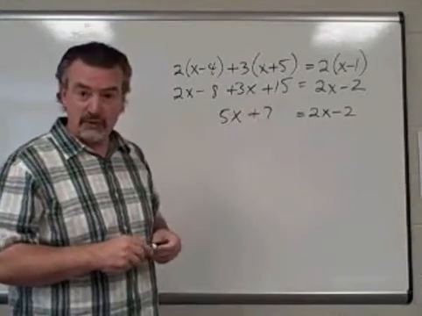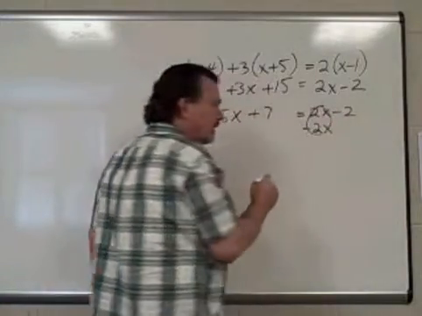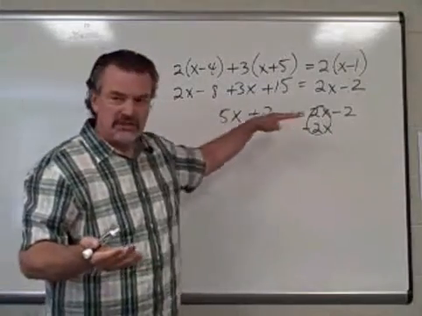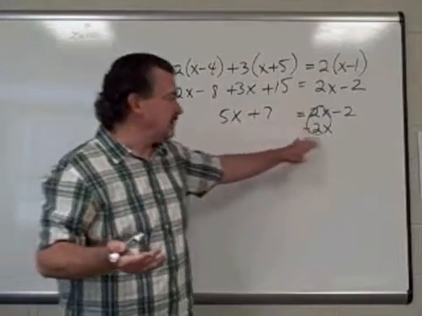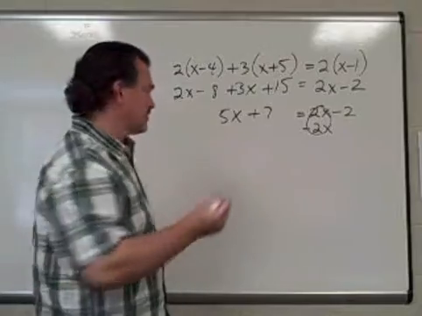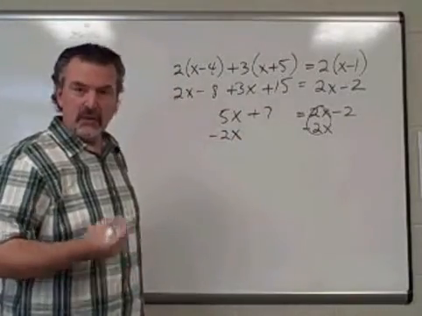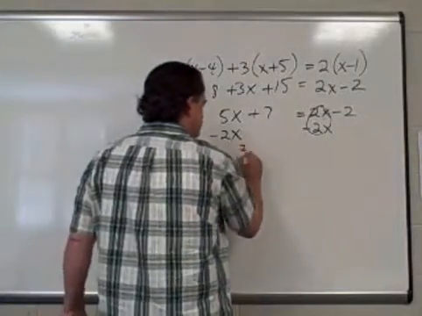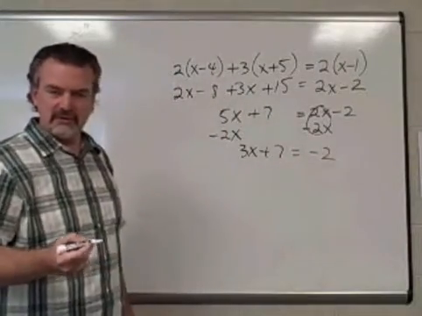If I subtract 2x from that term, those terms disappear into 0. But remember, an equation is a balance. An equation's like an old-fashioned seesaw. If we take away one thing from one side of the equation, we have to take away the same thing from the other side. That will maintain the balance, the equality of our equation. 5x minus 2x, that's going to give us 3x.